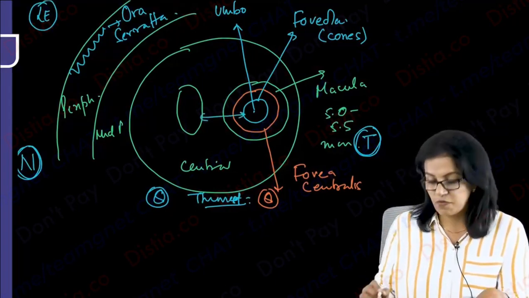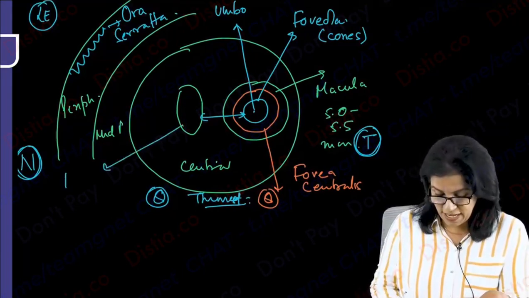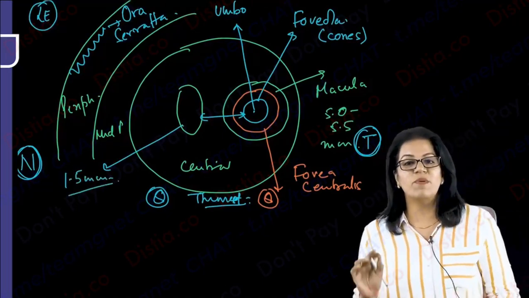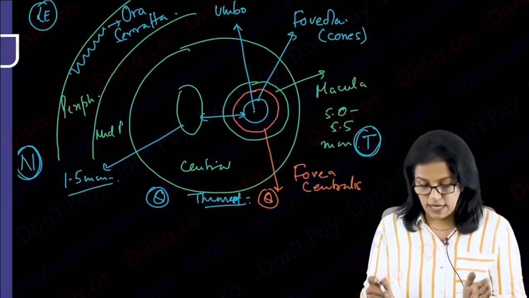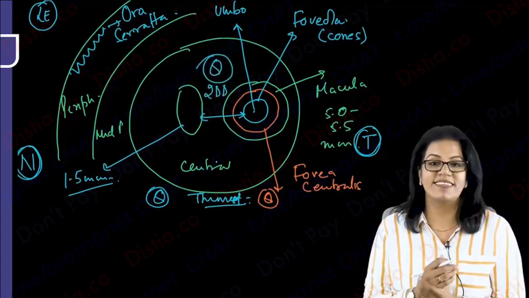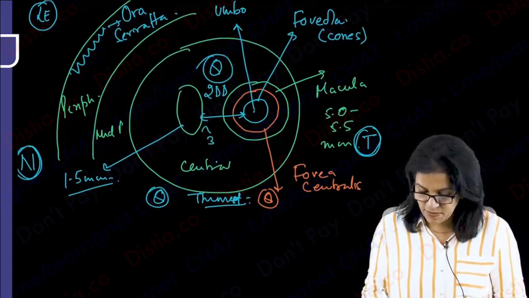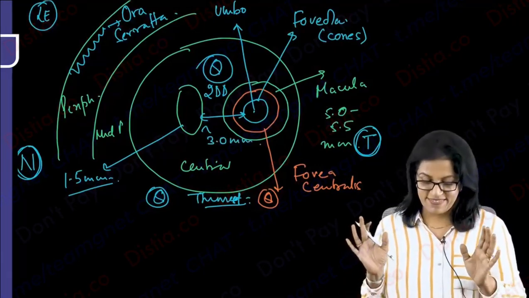What is the diameter of the macula? I told you. What is the diameter of the disc? It is 1.5 mm. So the diameter of the disc is 1.5 millimeters. So what is the distance of two disc diameters? This is the way they ask you in disc diameter. One disc diameter is 1.5, so here what we are saying is 3 millimeters. This is what we mean by two disc diameters.